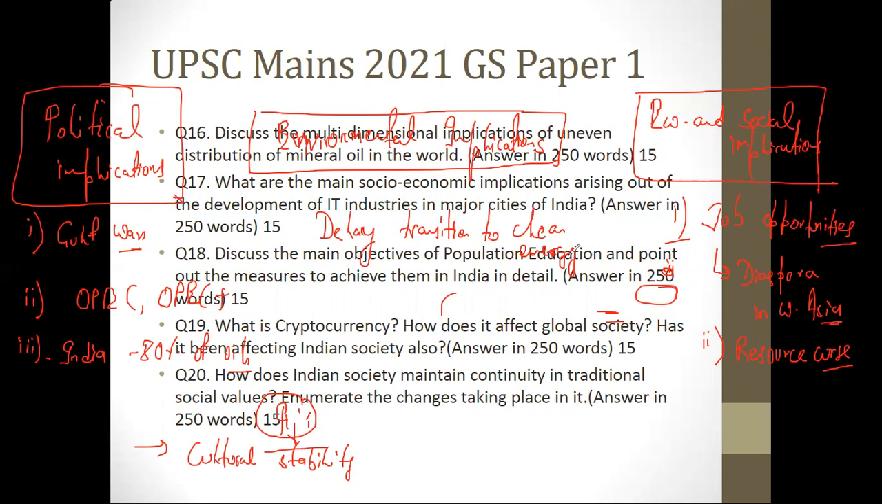So uneven distribution of mineral oil has various importance in different domains, be it from energy security and Dutch disease to adoption of renewable energy sources. So that's how you will conclude it.